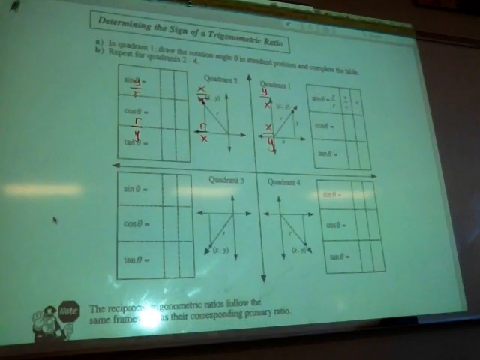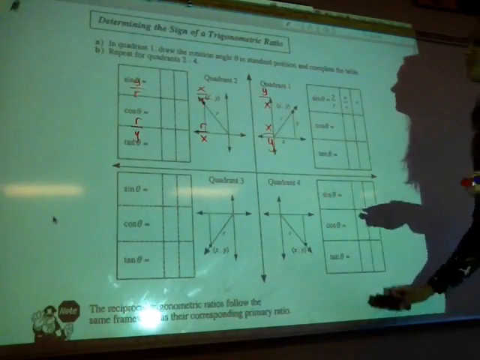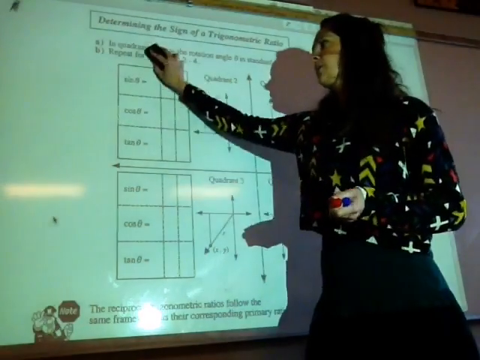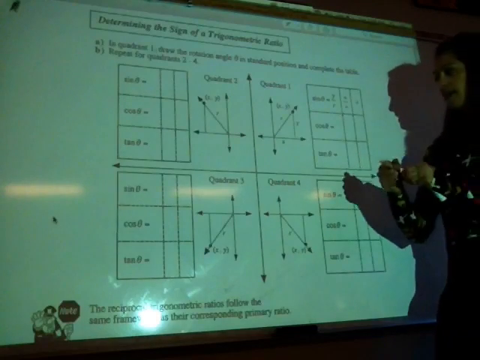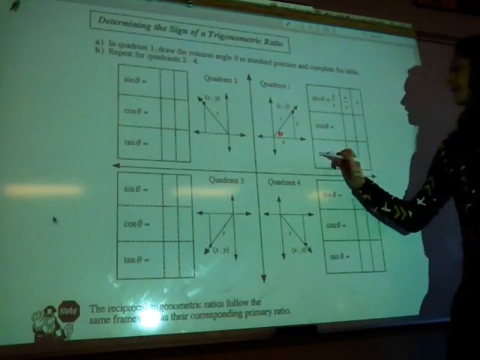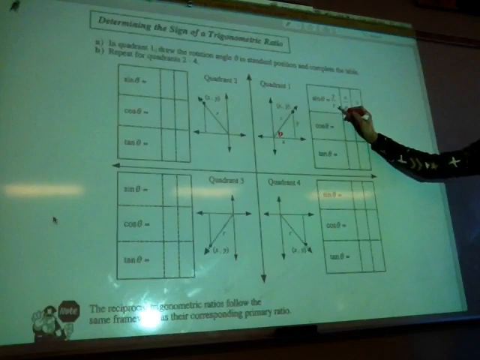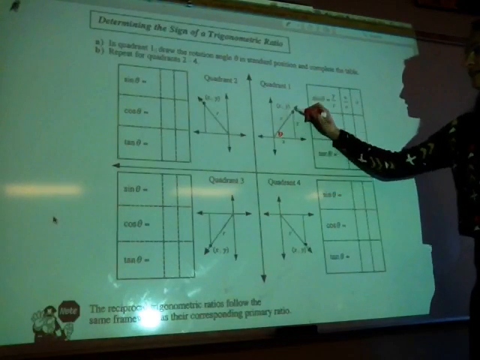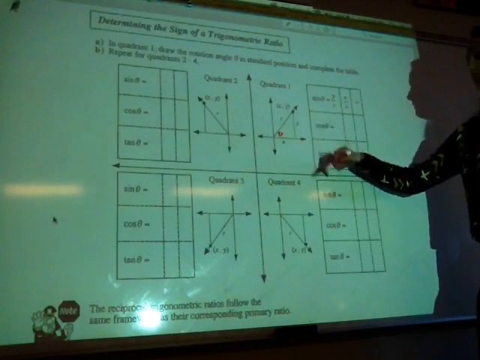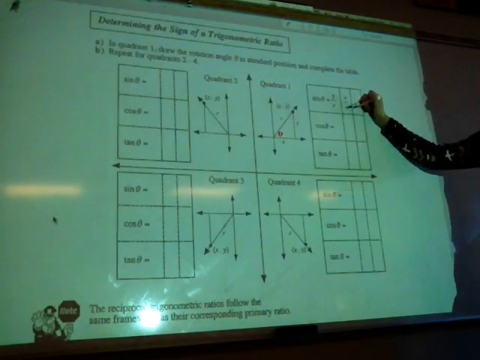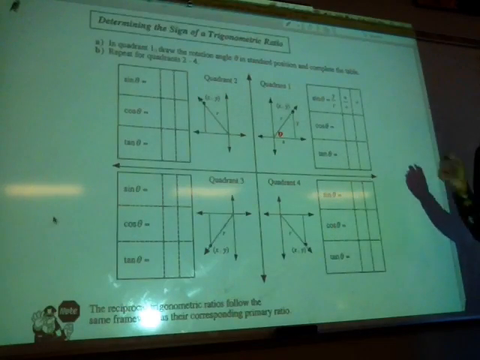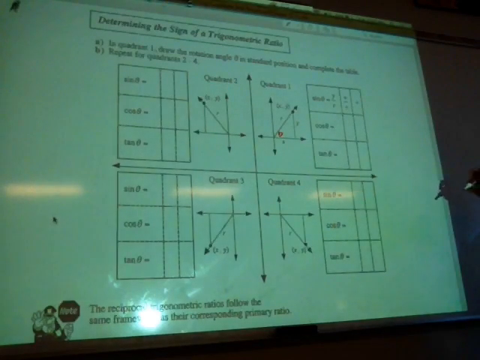Alright, so what we're getting into in this lesson, it's really important to note where sine, where cosine, and where tangent will be positive or negative in what quadrant. So we're just going to do a little exercise to figure that out. In quadrant 1, if we look at sine in reference to this angle here, sine is opposite over hypotenuse, y over r. The y is positive, and r, the radius, will always be a positive measurement. So positive divided by positive, we get positive. So sine is positive in quadrant 1.